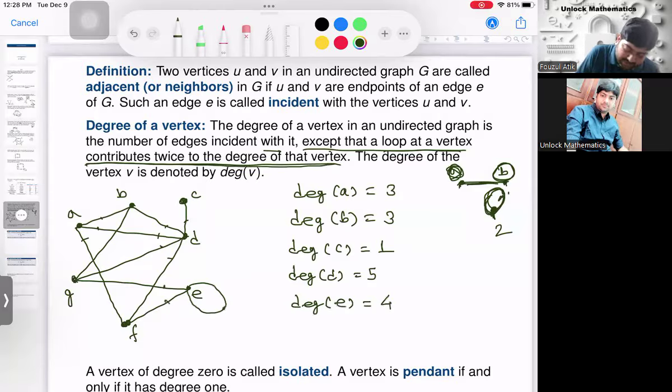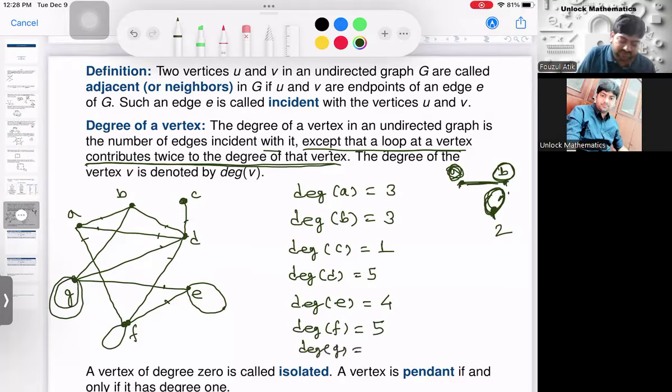Suppose I am adding one more loop here. So what is the degree of F? Degree of F is equal to 1, 2, 3, 4, 5. And I'm adding one loop here and two loops here. What is the degree of G? In this case, degree of G is equal to 1, 2, 3, and two loops are there. So 4 plus 3, it is 7.